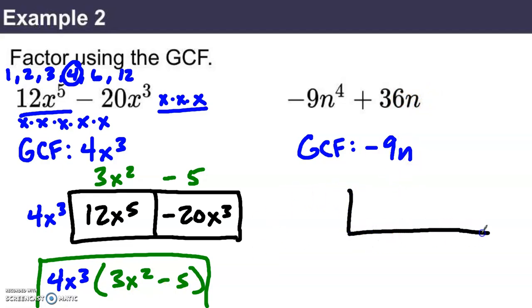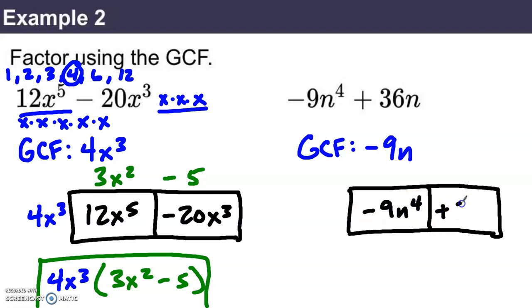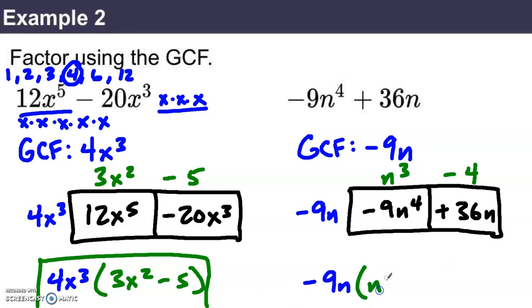So let's write our multiplication problem, where the answer is negative 9n to the 4th plus 36n, and one of the factors is the greatest common factor, negative 9n. What's the other factor? I've already got the negative 9 here. I just need n cubed. What would you multiply by negative 9n to get positive 36n? It's negative 4. And what I've got is negative 9n times n cubed minus 4.